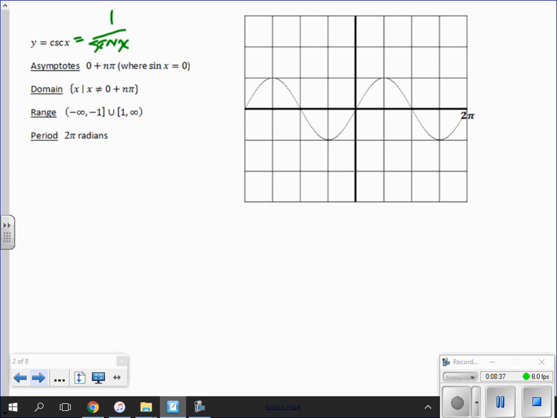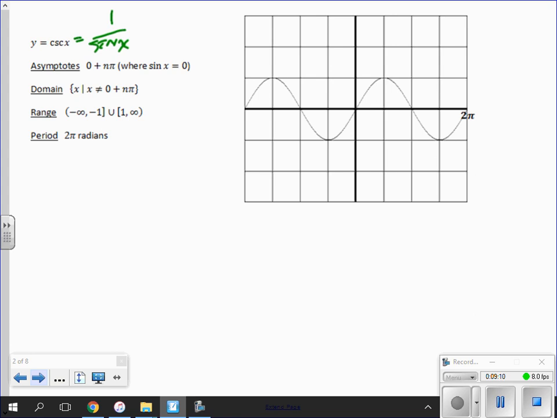Okay? Your domain is everywhere I don't have an asymptote. Same thing as the tangent. Your range is where it gets goofy. Okay? The range for the sine is between 1 and negative 1. Okay? The cosecant is 1 over those values.